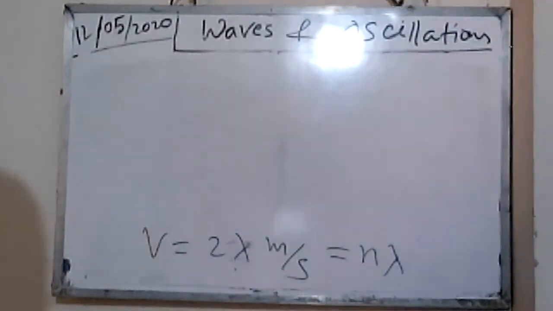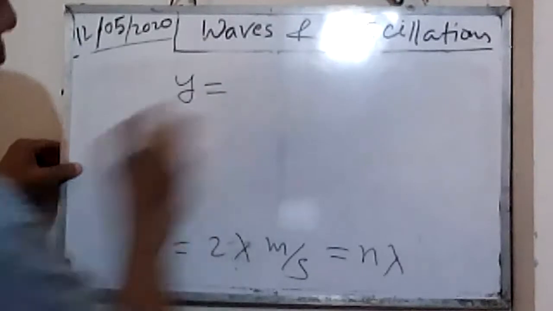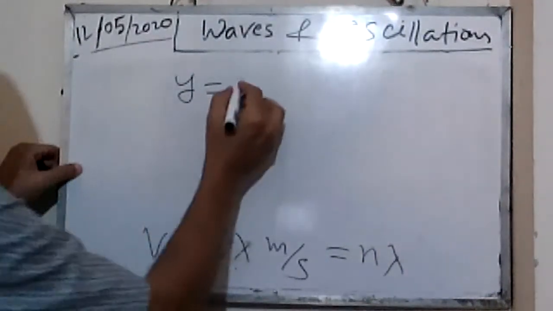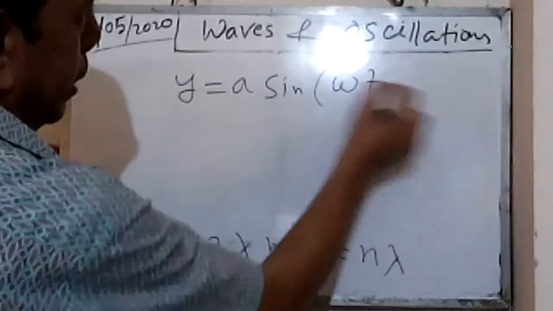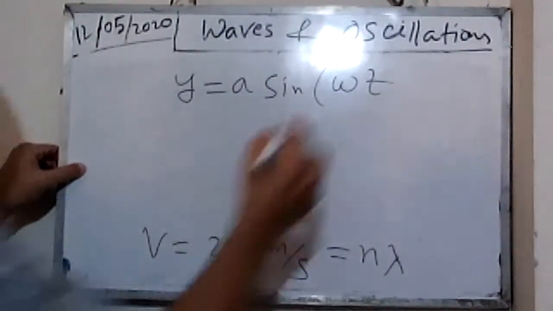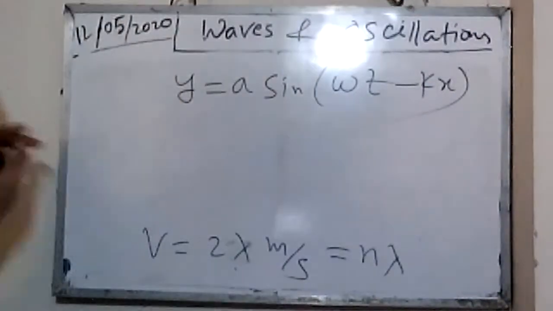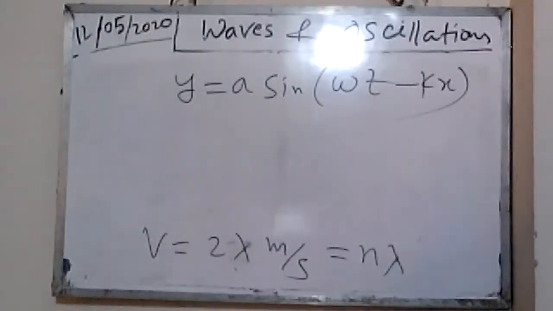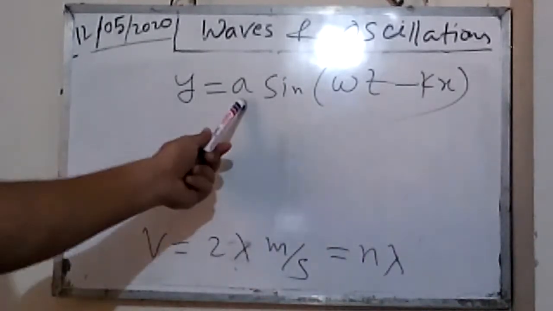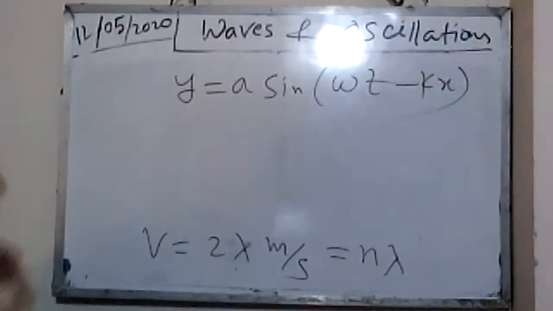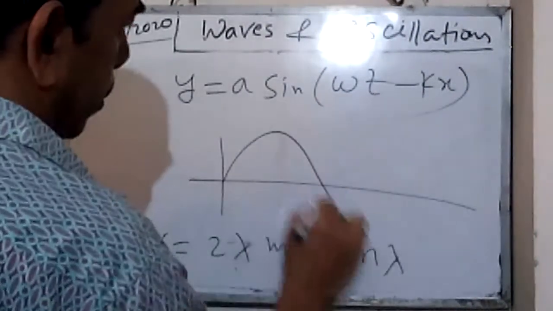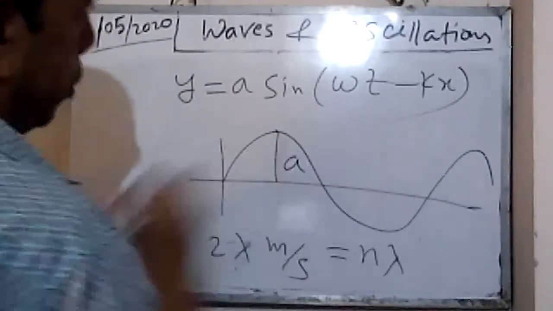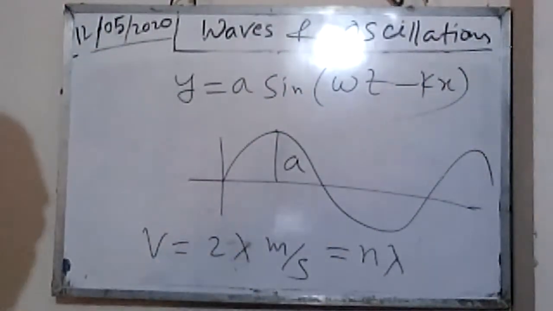Now suppose you are given an equation: y equal to a sine (omega t minus kx). This is given to you. Y means position of a particle. A is the amplitude.